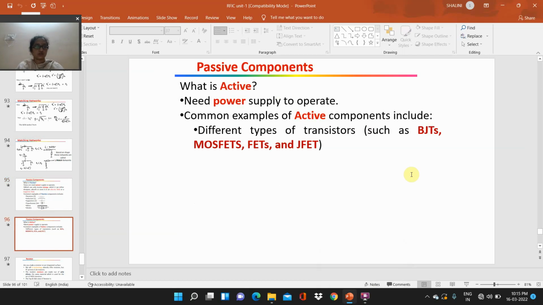So what is active? It needs a power supply to operate. Common examples of active components include BJTs, different types of transistors, MOSFETs, FETs and JFETs.